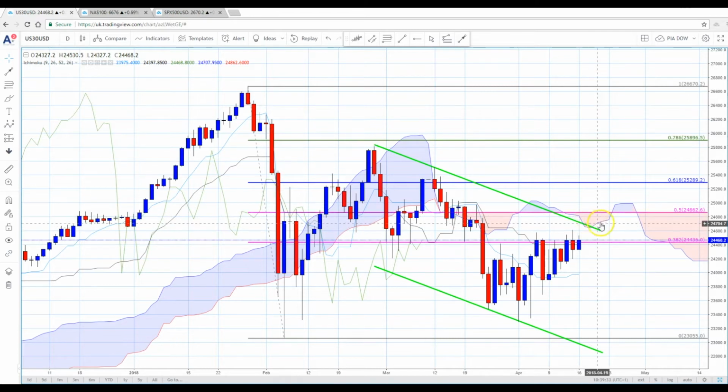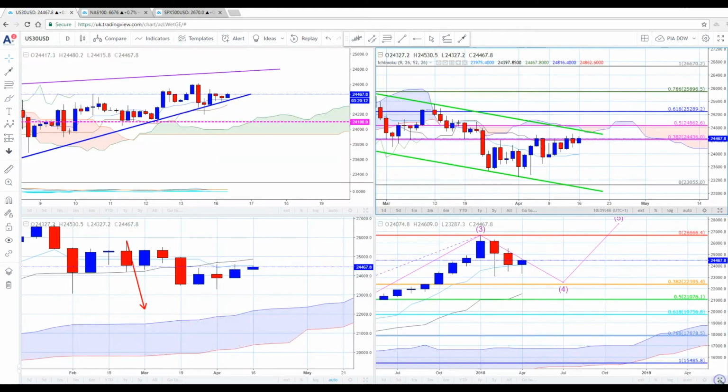Also, the daily Ichimoku cloud will form resistance. Also, we've got a 50% retracement level, which we can consider as well. That comes in at 24,860. So plenty of resistance on the daily chart.